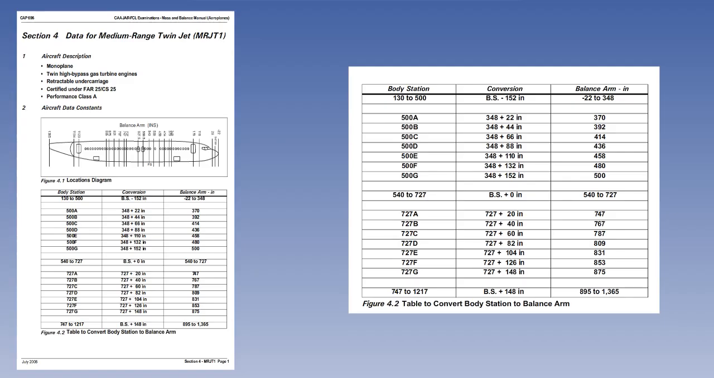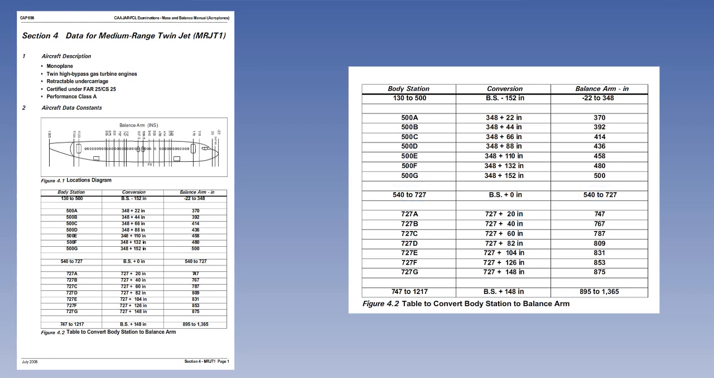Looking at the table converting body station to balance arm, it can be seen that this aeroplane is a variant of a previous series. Two fuselage sections, 500A to 500G, and 727A to 727G, have been inserted, which explains why the conversion chart is required. Notice that the centre section of the airframe stations, 540 to 727, are the same as the original station numbers and balance arms.